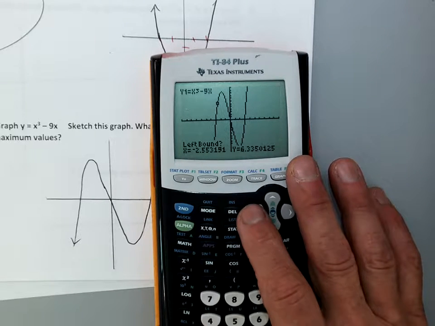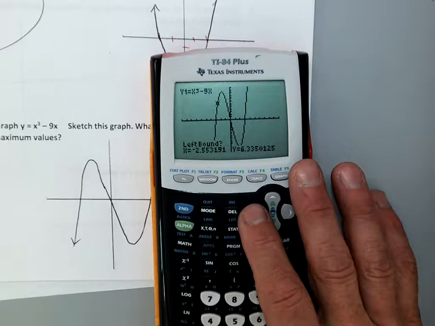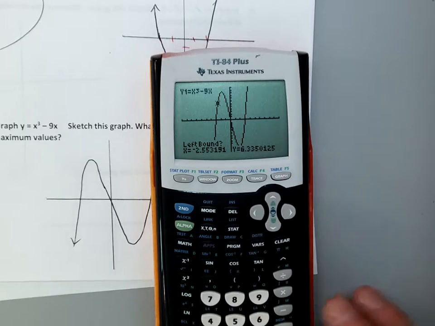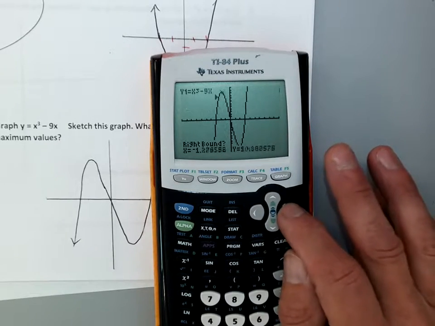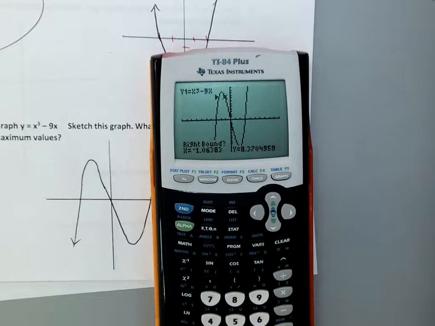See how I did that? Okay, I put my cursor right over there. It's blinking. I push enter, locks it in. Bring it all the way over the other side. It's blinking. Enter, locks it in.